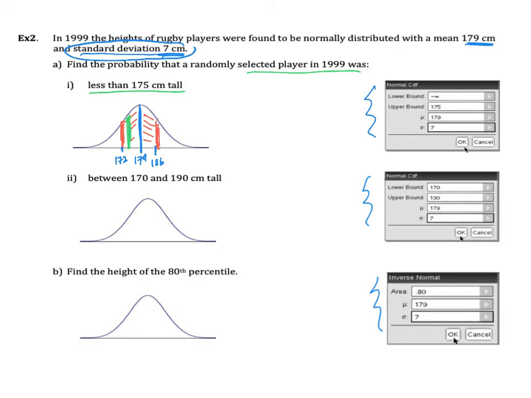It's closer to the 172 than the 179. And so this would be my 175 right there, and it says less than. So what I'm trying to do is calculate the area under the curve for the number where it's 175 here on my grid. So I'm trying to calculate this area under the curve right here.